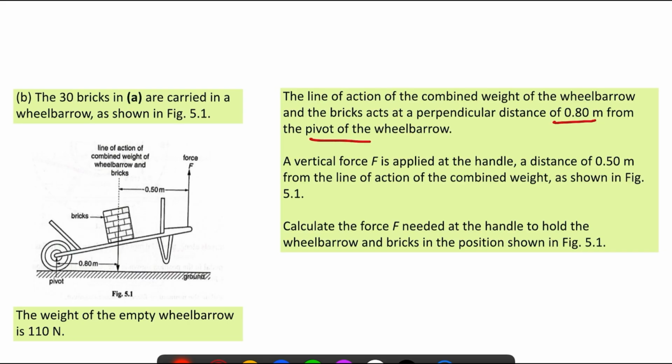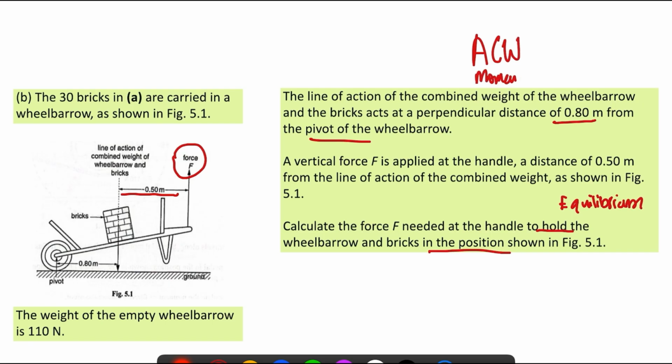Perpendicular distance. The vertical force is applied at the handle. So there's a force that is applied at the handle, 0.5 meter from the line of action of the combined weight as shown. Calculate the force needed to hold the wheelbarrow and the bricks in position. To hold in the position, again, it means equilibrium. So like what we mentioned in the previous question, equilibrium means the sum of anti-clockwise moments must be equal to the sum of clockwise moments.